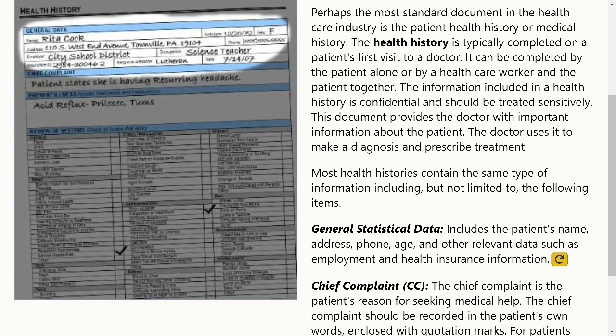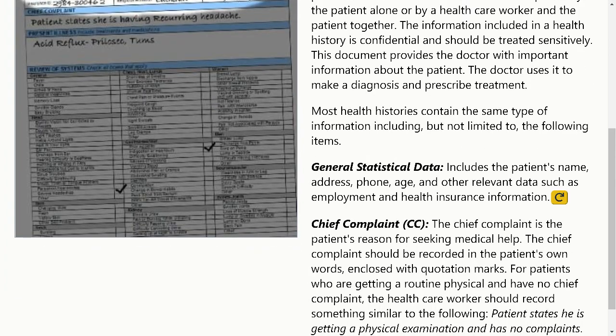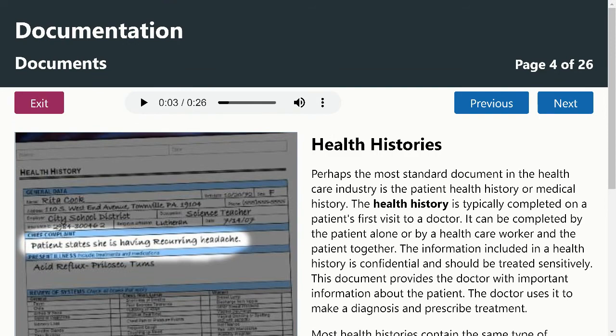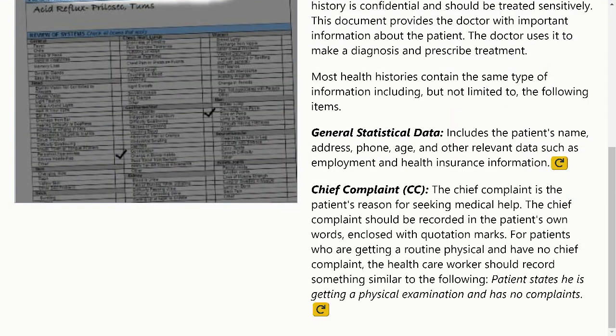So you have general statistical data that includes your name, address, phone number, and other relevant data such as employment and health insurance information.